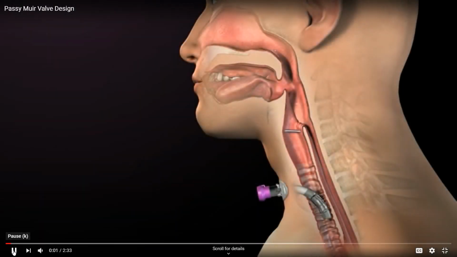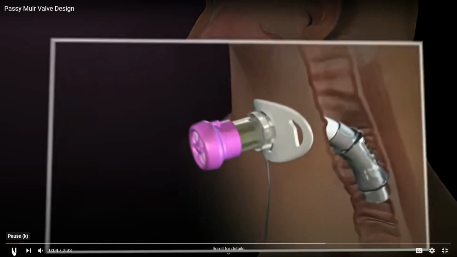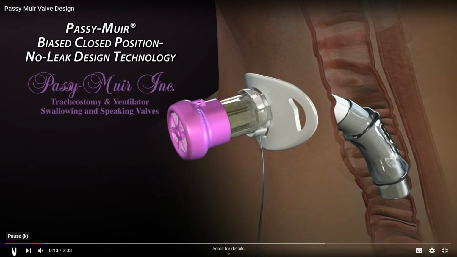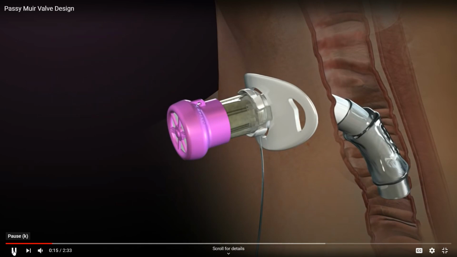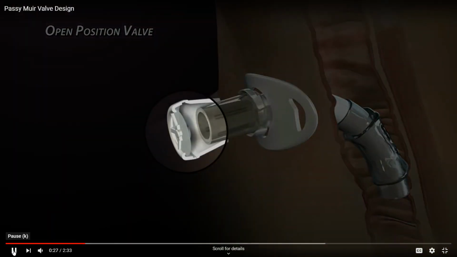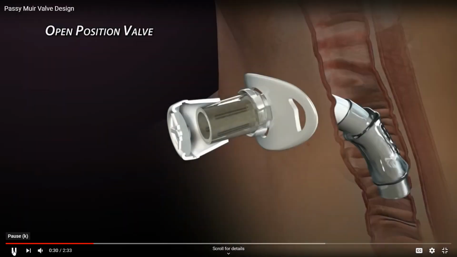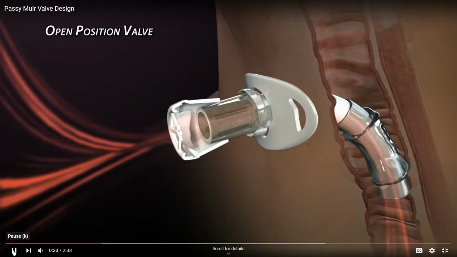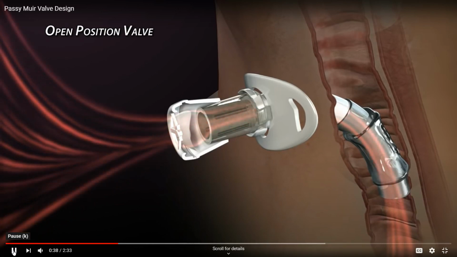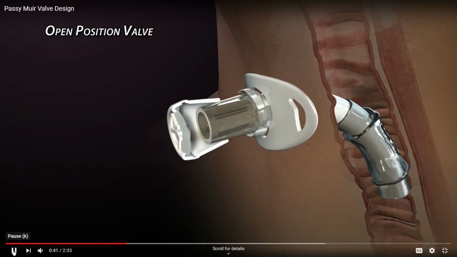The Passy-Muir tracheostomy and ventilator swallowing and speaking valves incorporate a unique patented design feature that translates into significant benefits which are exclusive to the biased closed position no-leak design. To understand the principle behind the Passy-Muir patented feature, it is important to first understand how an open position valve operates. An open position valve uses a membrane or diaphragm to perform the valve opening and closing functions. The membrane flexes during inhalation, which allows air to pass around it and through the tracheostomy tube. When the inhalation cycle reaches its peak, the membrane temporarily relaxes and returns to its normal position.